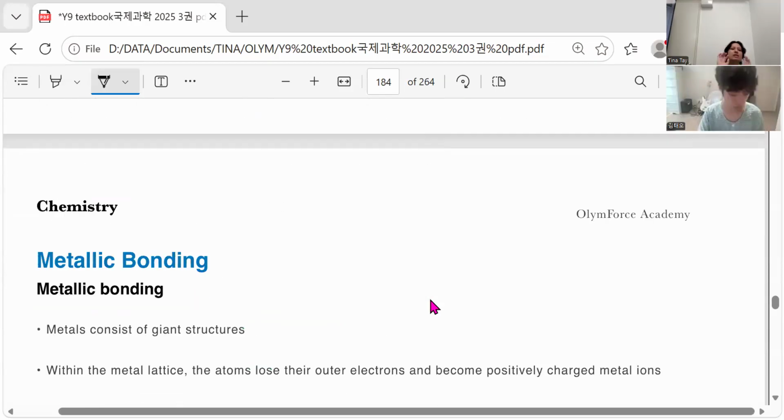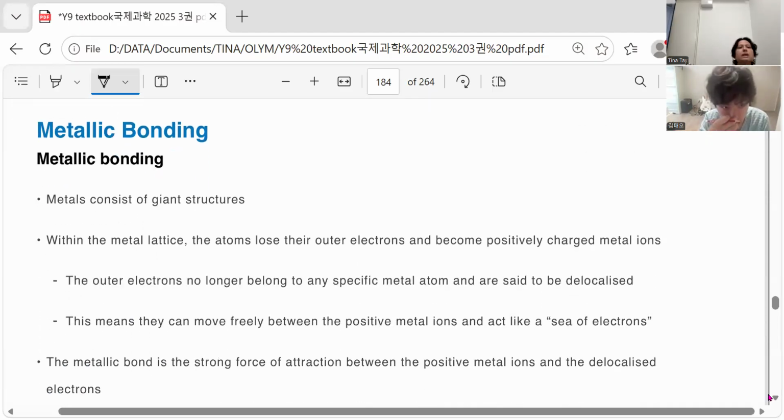Now we're talking about the last one. The last one is called metallic. Don't get confused. A lot of my students confuse metallic with ionic. Don't confuse metallic with ionic.